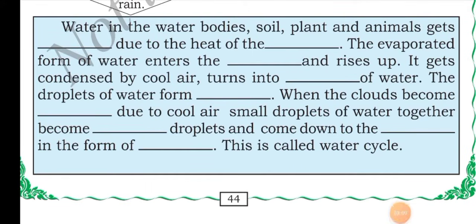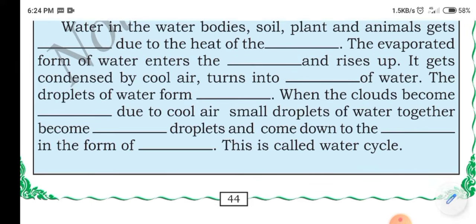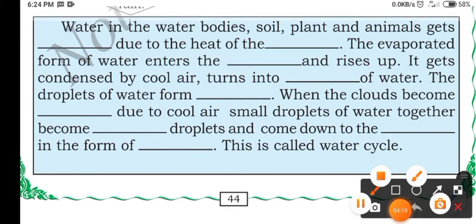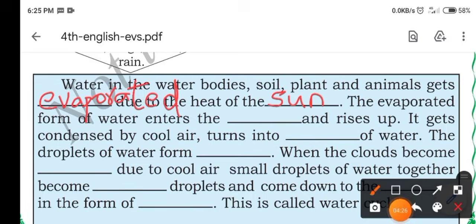So children, in a similar way, water in the water bodies like the sea, well, river, pond, etc., and also soil, plants, animals, all of these get evaporated. Evaporated due to the heat of the sun. Now, the evaporated form of water enters the air and rises up.